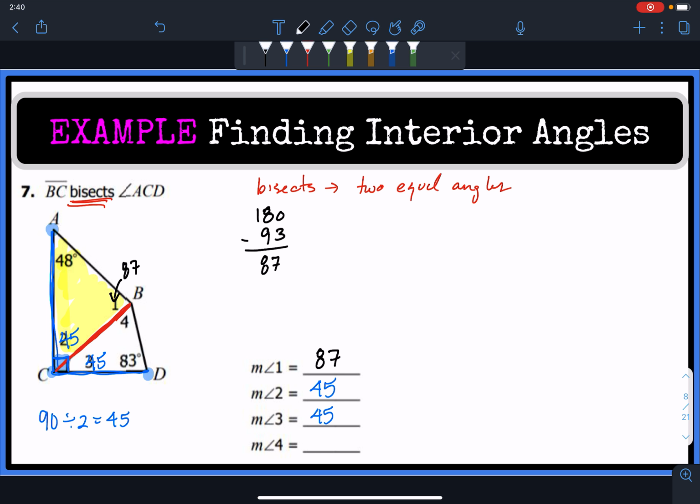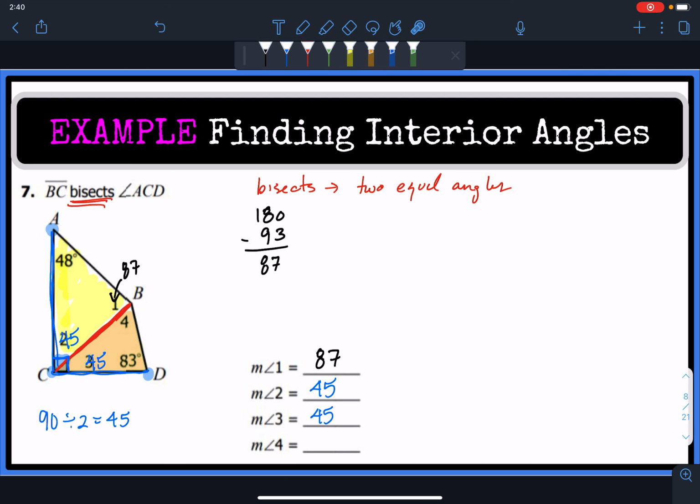Now angle 4 is not 87, okay? Do not get that twisted and think that angle 4 is going to be 87 also because of the red line. The red line is cutting that angle also in half. No, this red line is only cutting the 90-degree angle, only this angle right here into two equal parts, not this angle right here, not this angle. This angle is not being cut into two parts, only this angle down here, the 90-degree angle.